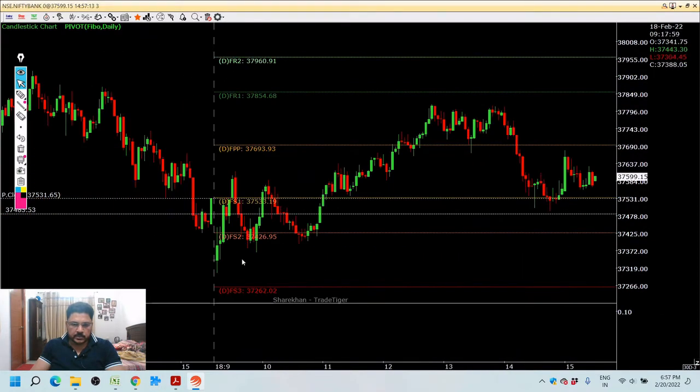Same thing, the trend line is intact in 3 minutes also. Let's see if it opens below this, then we can expect some kind of fall till the nearest support, and from there it can move higher. But if it opens gap up, then definitely we can expect big targets from here.